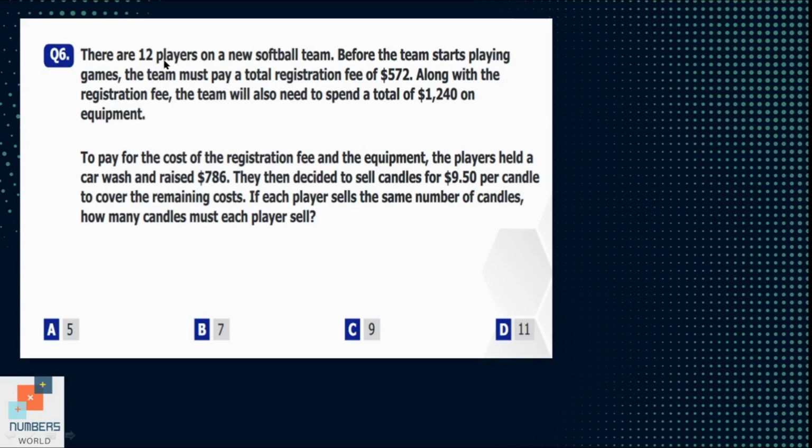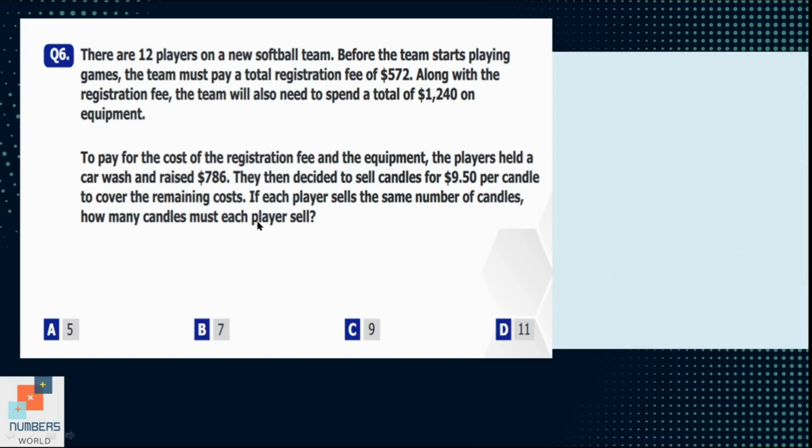Question number 6. There are 12 players on a new softball team. Before the team starts playing games, the team must pay a total registration fee of $572. Along with the registration fee, the team will also need to spend a total of $1,240 on equipment. To pay for the cost of the registration fee and the equipment, the players held a car wash and raised $786. They then decided to sell candles for $9.50 per candle to cover the remaining costs. If each player sells the same number of candles, how many candles must each player sell?